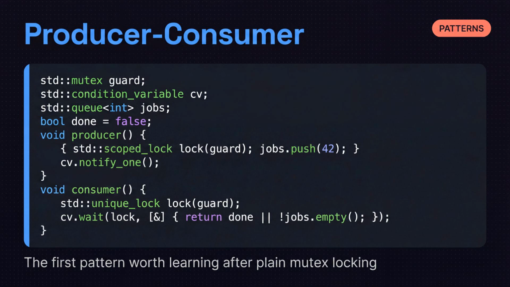The consumer sleeps until the condition variable is notified and the predicate returns true. This pattern introduces sleeping, wake-up conditions, and coordination around shared state. It's the foundation of most real-world concurrent architectures.